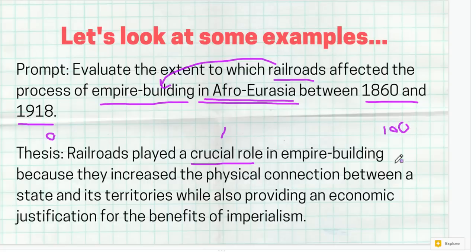I've answered it, but notice if I just said railroads played a crucial role in empire building, period, you haven't fully explained that yet, right? The reader would be saying, how? What did they do? So I have to add in because they increased the physical connection between a state and its territories, while also providing an economic justification for the benefits of imperialism. Okay, now the reader would read that one sentence and say, okay, I have a good idea of what this person's going to argue in their now 2 body paragraphs.